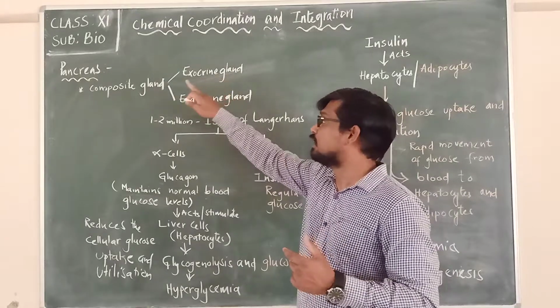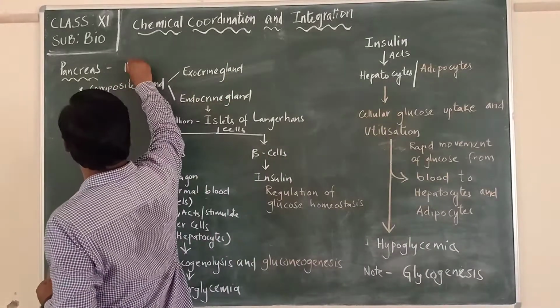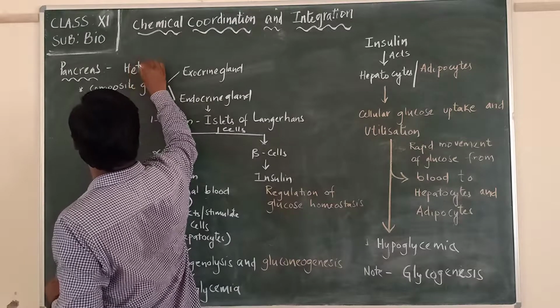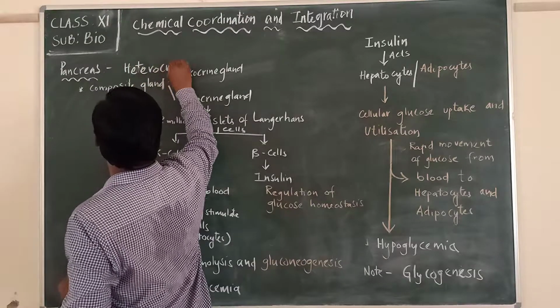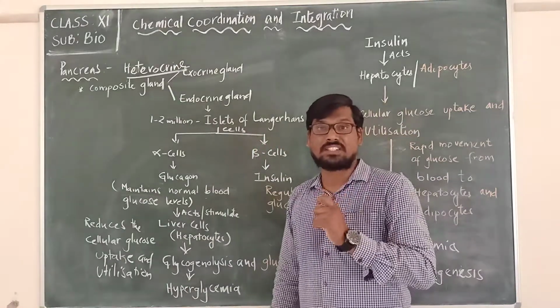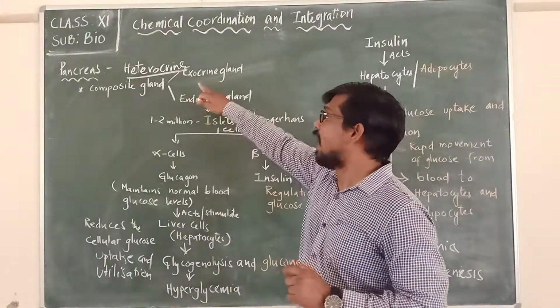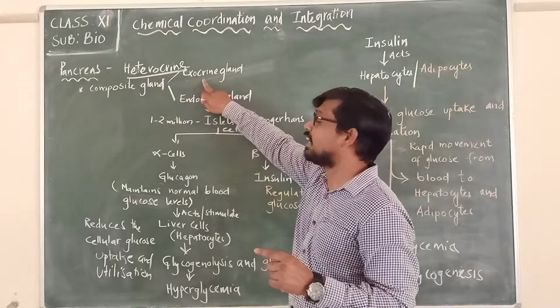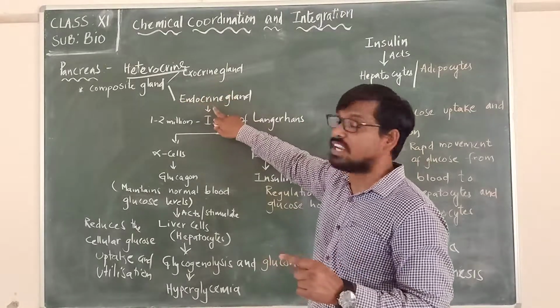So that's why we call the pancreas a heterocrine gland. And why is it heterocrine? Because it acts as both an exocrine and an endocrine gland.